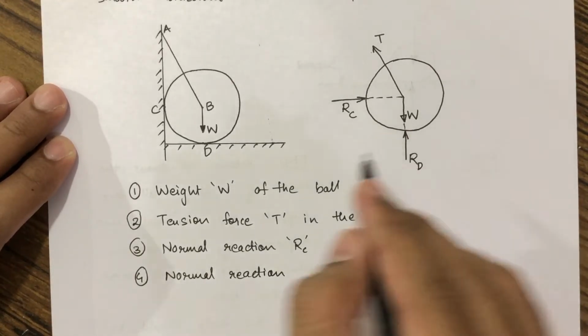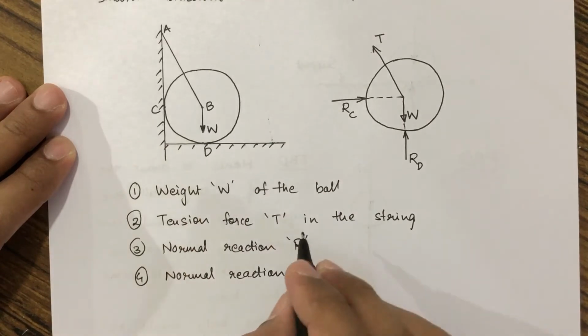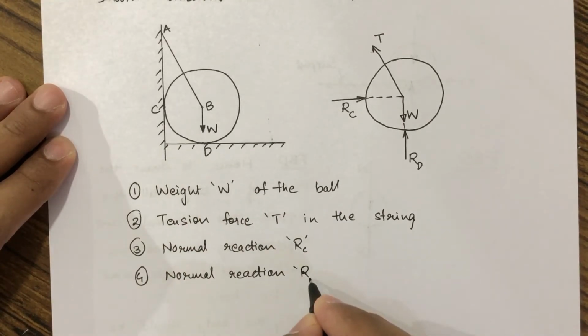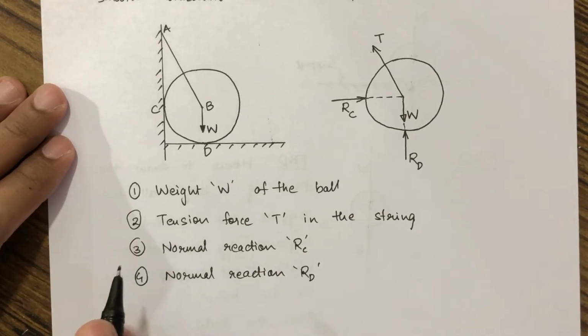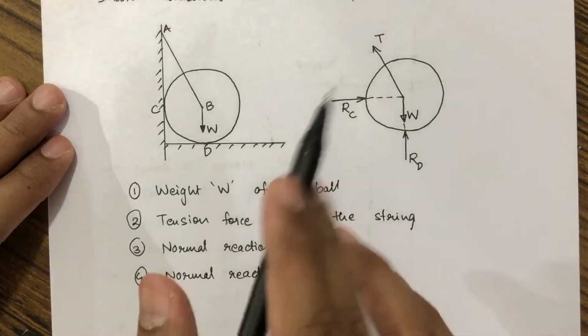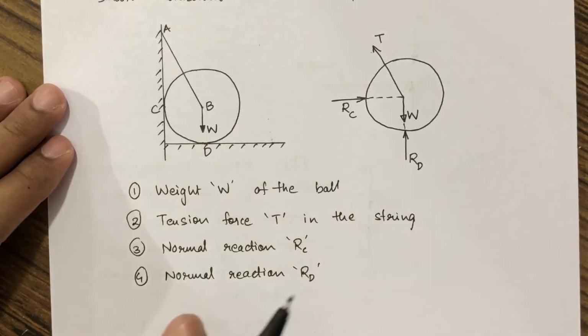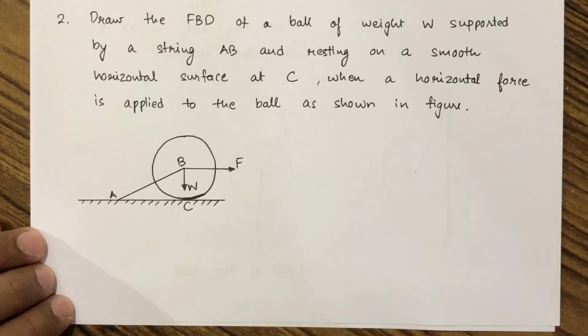This one normal reaction RD will be at this point D. Okay, so these are the 4 forces that will act on the ball when it has been completely isolated. Let us solve another example.